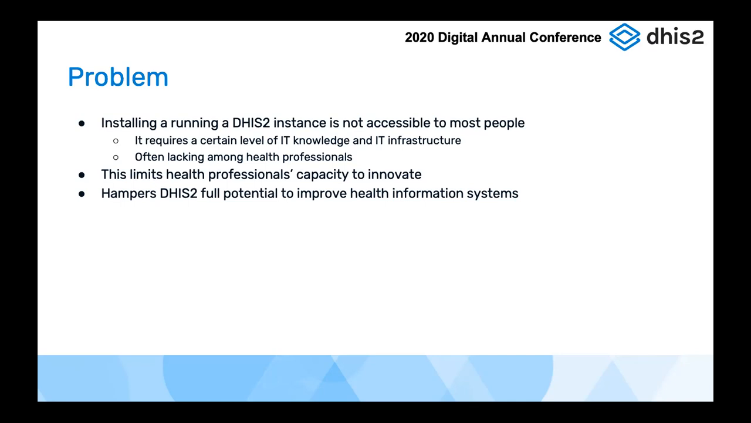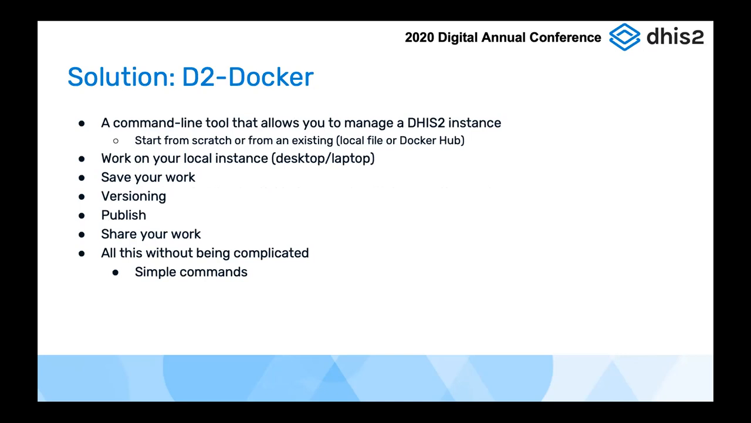Unfortunately, DHIS2 is not readily installable and configurable by most of these health professionals. So how do we provide them access? Well, the solution is D2 Docker, which is a command line tool that allows you to manage a DHIS2 instance. You can start from scratch, or you can start from an existing installation located in a registry in the cloud, or Docker Hub. You can work locally on this instance on your desktop or laptop. You can save your work, do versioning, publish your work, and share it. All this without being too complicated, using a set of simplified commands.